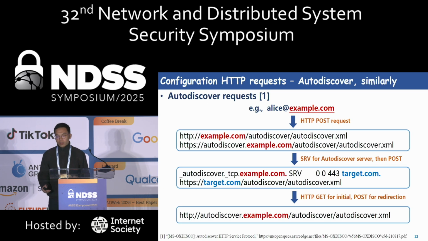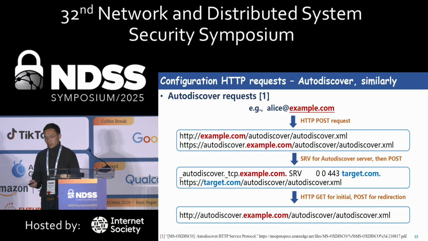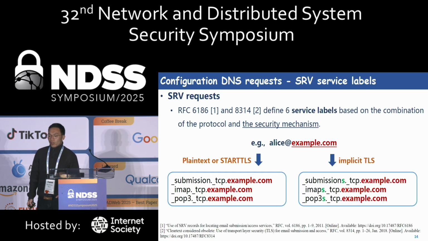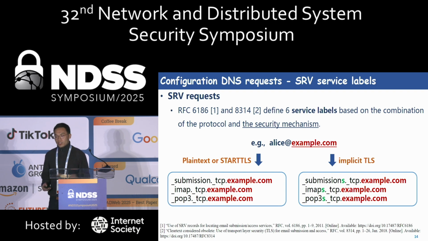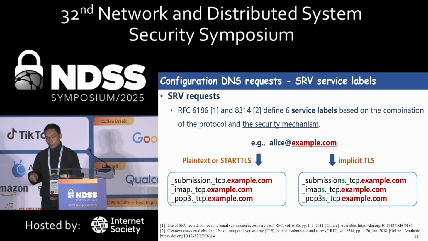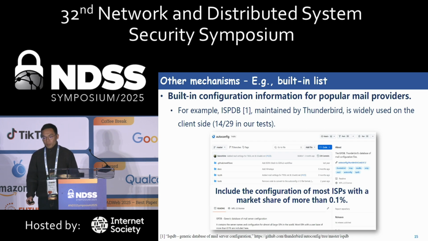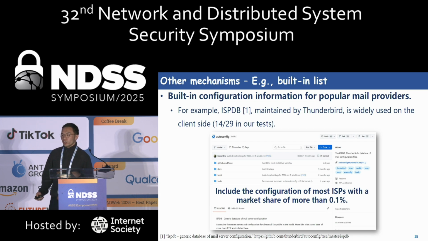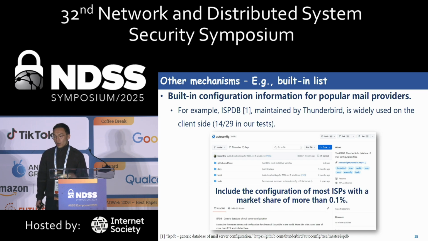And for Autodiscover, there is a similar construction process. For SRV requests, RFC documents define 6 service levels based on the combination of the protocol and the secure mechanisms. The main difference between these two types of levels is where the S appears in the service level, which implies whether the connection is implicit TLS. Besides, a client can also rely on built-in configuration information for popular mail providers. For example, the ISPDB maintained by Thunderbird is widely used on the client side.